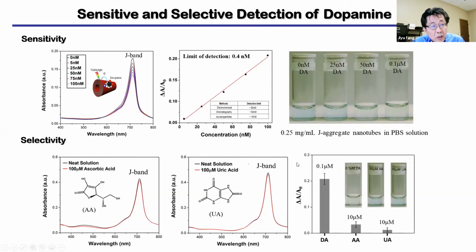Another issue we addressed is selectivity. This J-aggregate nanotube-based photoprobe is not sensitive to ascorbic acid and uric acid. Those are the two major interference species for detecting dopamine because they coexist with dopamine in vivo at much higher concentration. So we find those probes are not sensitive to UA and AA.